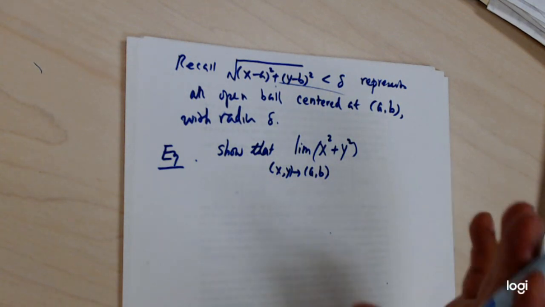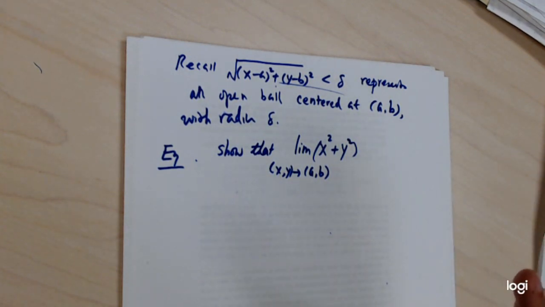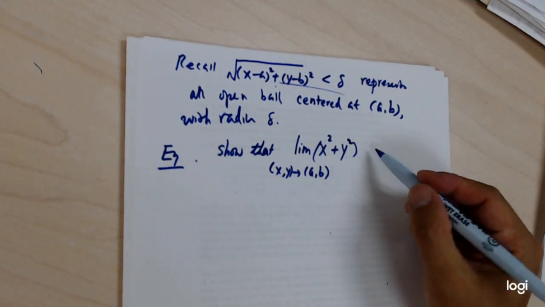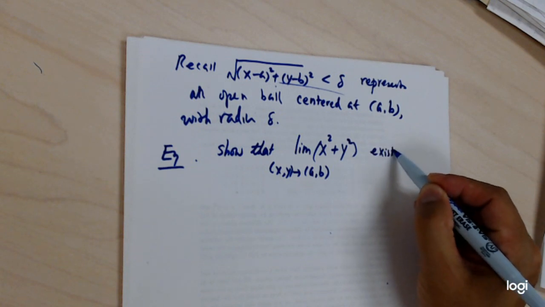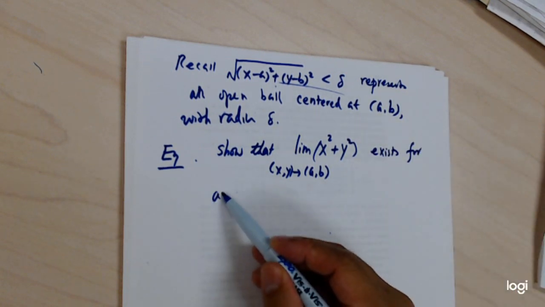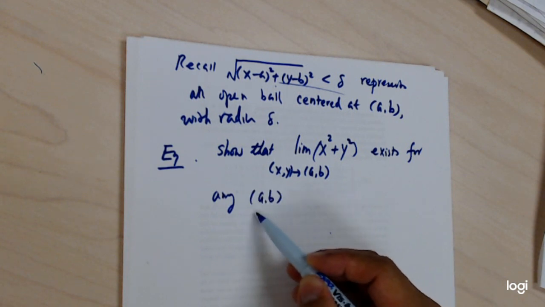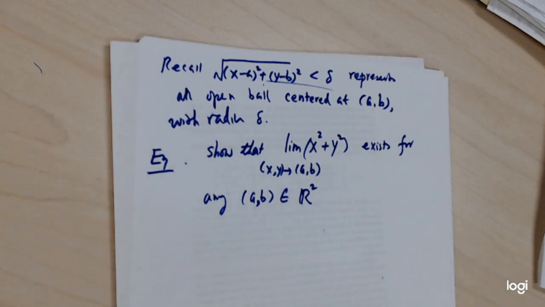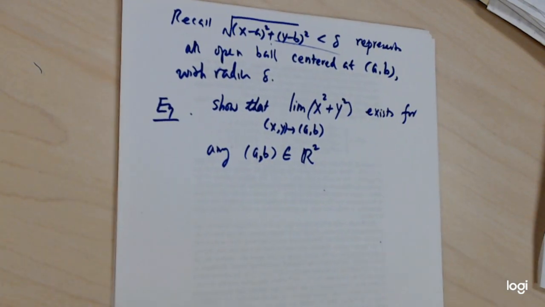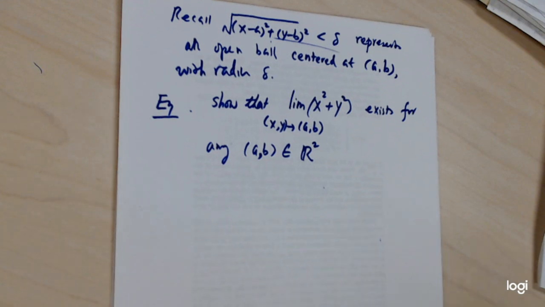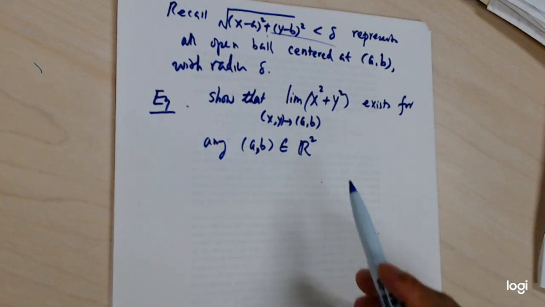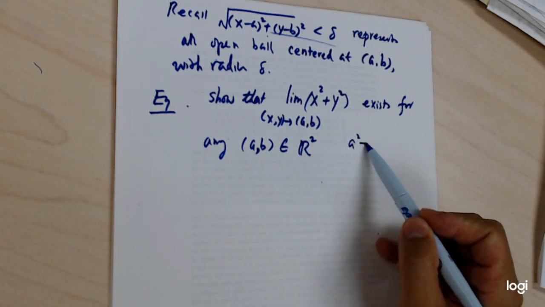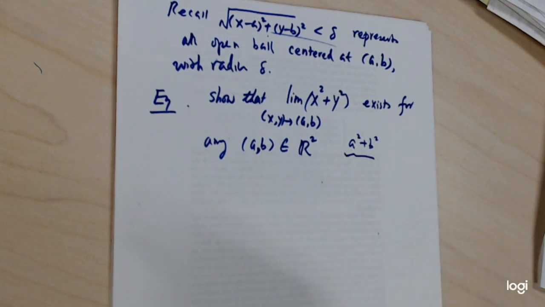Right now, and actually for the rest of the semester, we're only focusing on functions of two variables. So the function here is x squared plus y squared. Show that this limit always exists at any point, which is obviously a point in R2. The limit itself is pretty easy to see. I can easily identify the limit of this as a squared plus b squared. I just need to prove this. So, proof.